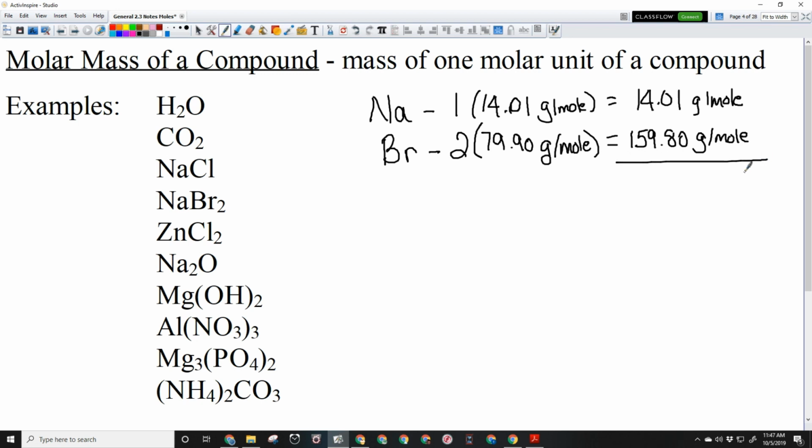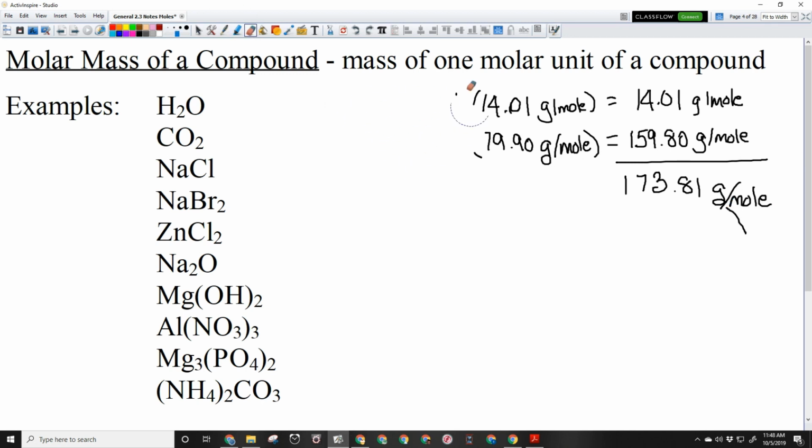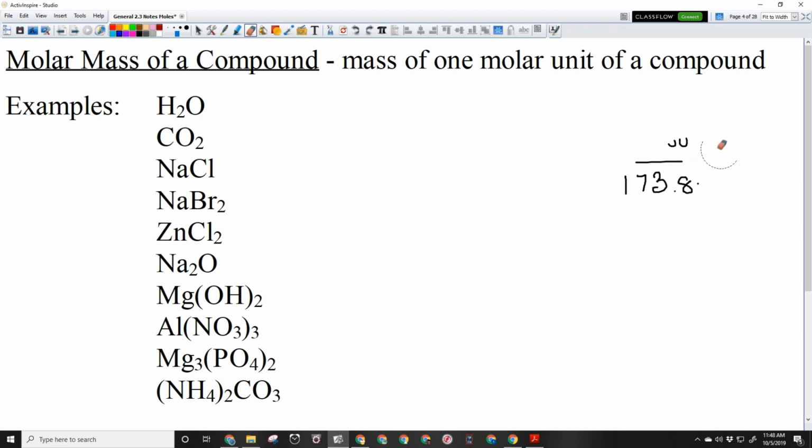Now we're going to add that up to get the total molar mass of NaBr2. Okay, and that's going to give us 173.81 grams per mole. Okay. Now we could do the same thing to any of these. So if you're understanding what we're doing, you can go ahead and skip ahead to the next section. But I'm going to do one more.